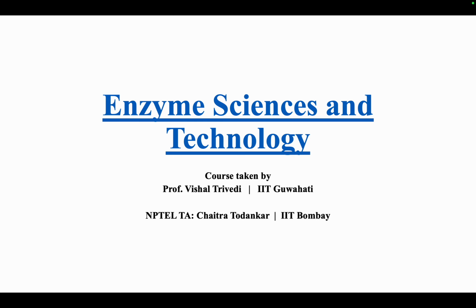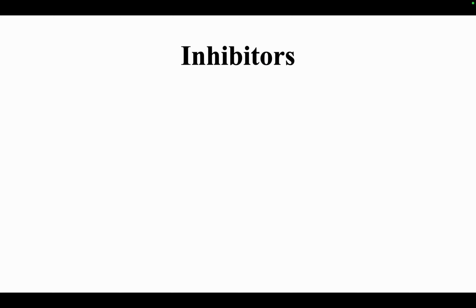Today in this course, Enzyme Science and Technology, we'll be studying about enzymes. We'll study about inhibition kinetics, different inhibitors, and how the kinetics of these inhibitors occur. In the last class, we studied about inhibitor design, like how we can design different types of inhibitors, and today we'll learn about inhibitor kinetics.